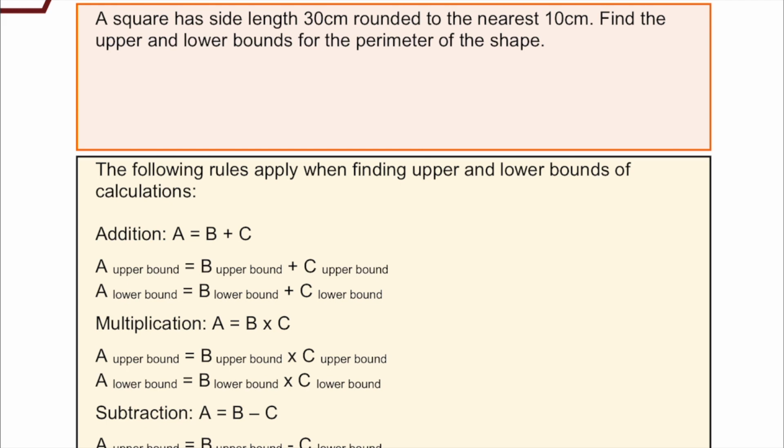So first of all, it says that we have a square which has side lengths of 30 centimeters, but those measurements have been rounded in some way, and they've been rounded to the nearest 10 centimeters. And what we want to try and do is find the upper and lower bounds for the perimeter of the shape.